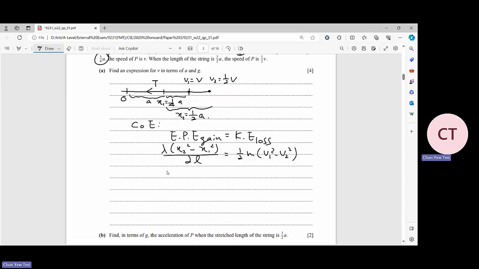Your lambda is 4mg. Your x1, just now we have mentioned, x1 is 1/4 a. Your x2 is 1/2 a. Your L is a.